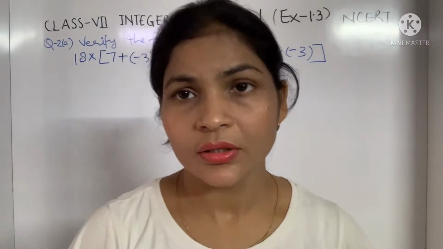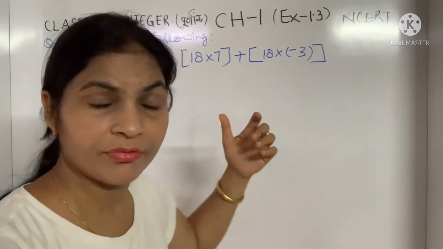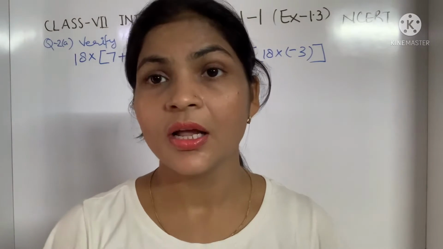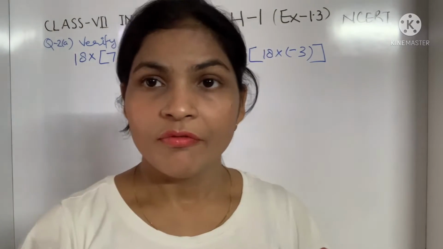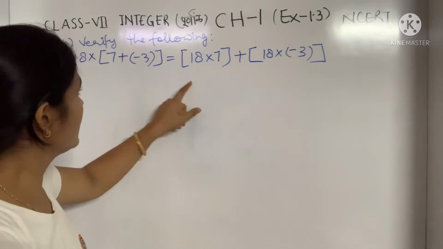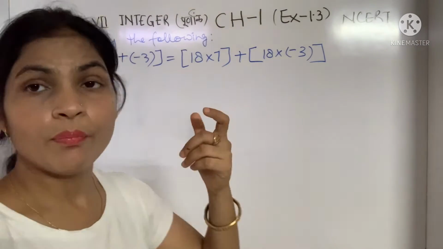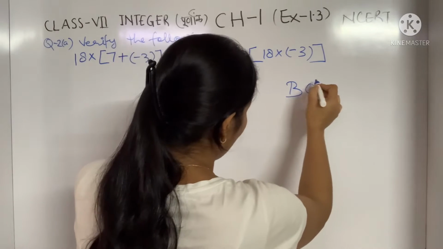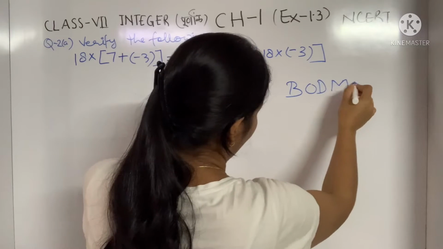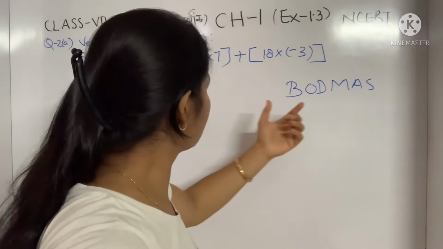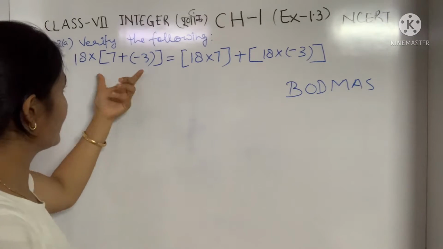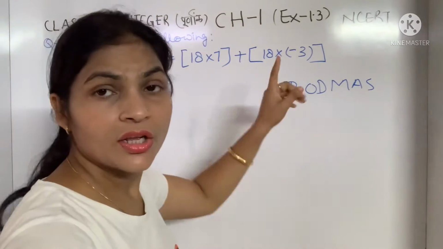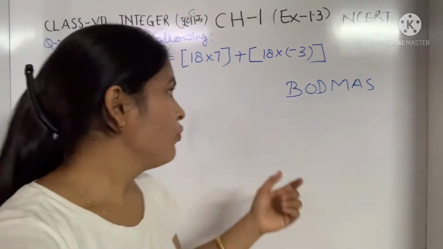Before starting the verification of whether the left hand side is equal to the right hand side, we should first know the BODMAS rule. What is BODMAS? We have seen some brackets here, this bracket and this small bracket, so we should know what BODMAS is.